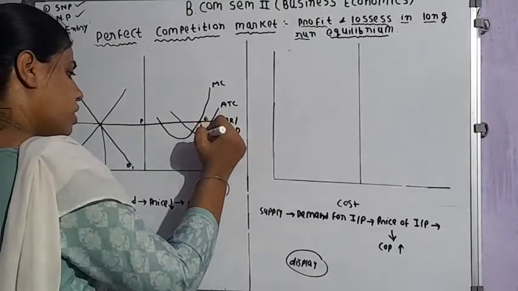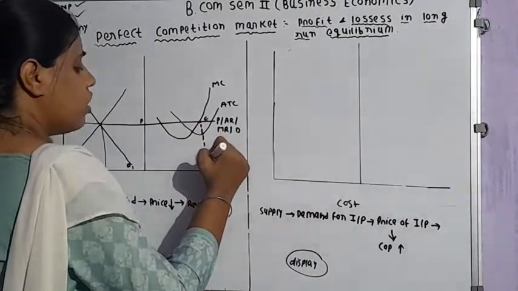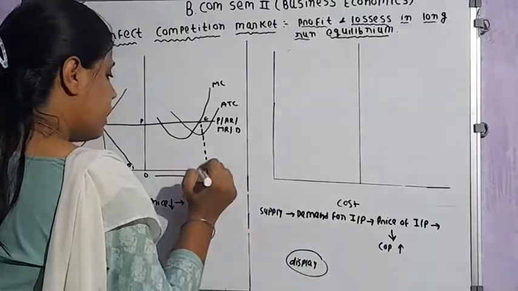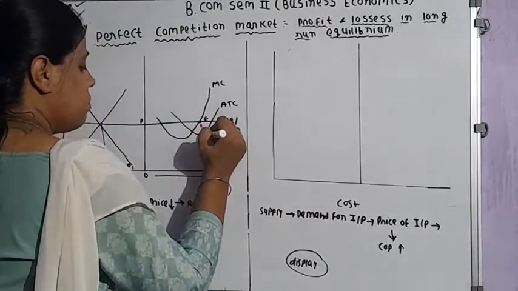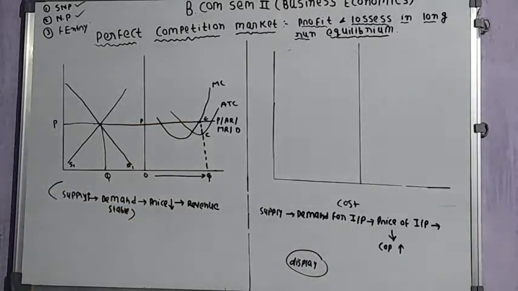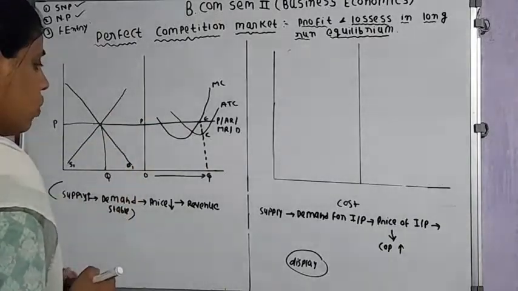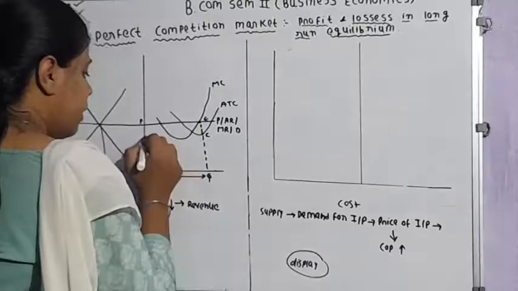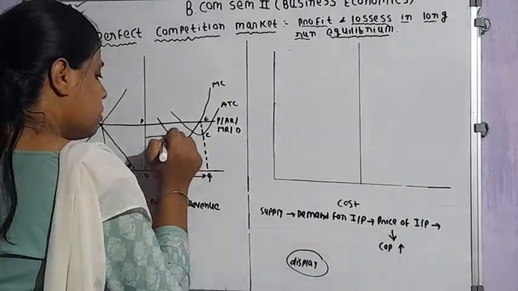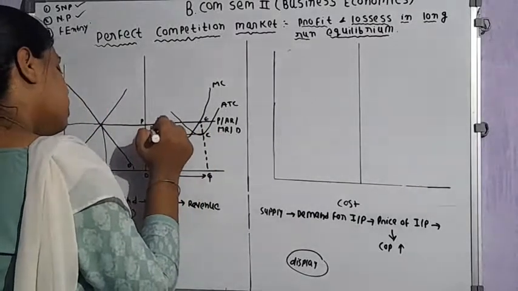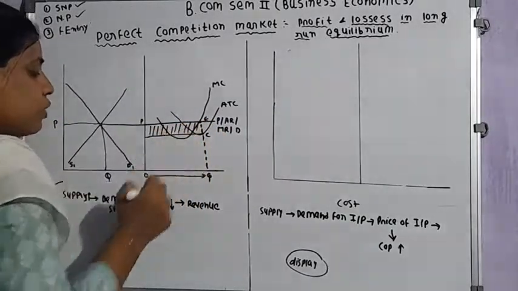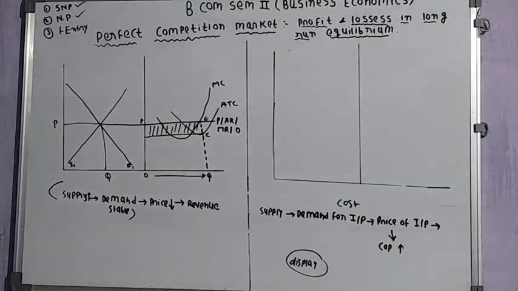Okay, at this point it's showing that the cost to produce the OQ quantity is OC. We will give it a name C. Okay, OC, and the price that we are getting after selling this quantity is OP. So what would this portion represent? Supernormal profit, because the cost is less than the revenue. That is why this portion will represent the supernormal profit.